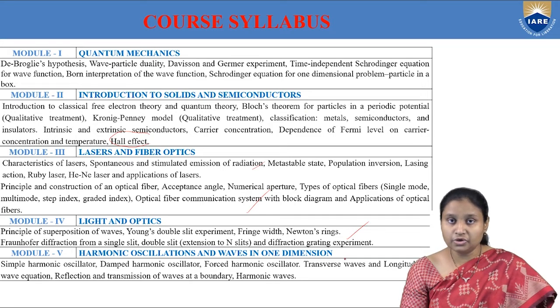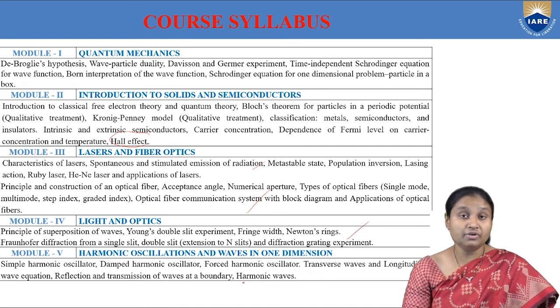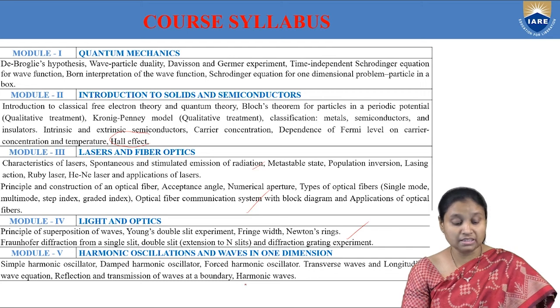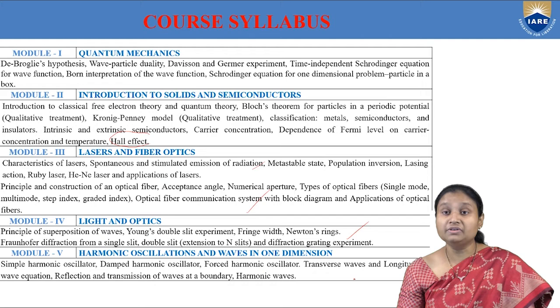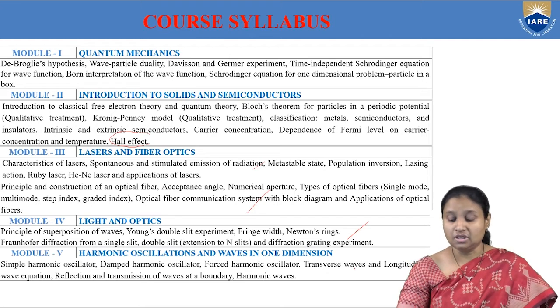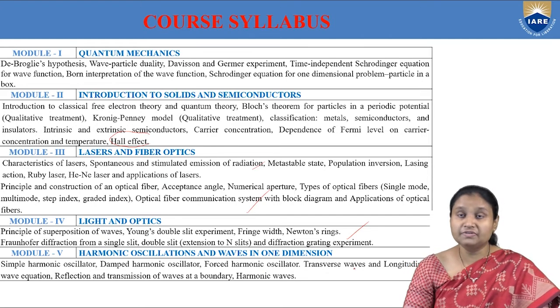Coming to the last module in engineering physics, we have harmonic oscillations and waves in one dimension. First, we are going to discuss different types of simple harmonic oscillators: simple, damped, and forced. And also we are going to discuss different waves and their wave equation. So this is our syllabus for engineering physics.